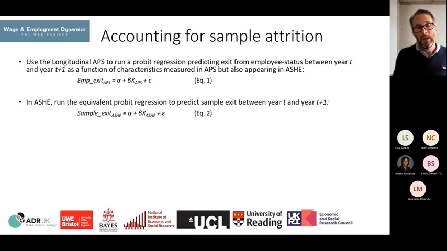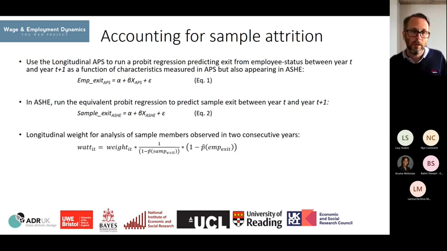So there we can see in the APS regression the extent to which men are perhaps more likely to exit employee status than women. And then we can see the same thing in ASHE, the extent to which men are perhaps more likely to exit the sample than women. And we can compare those two probabilities to adjust for any attrition bias. So the attrition weight, W@, is effectively the standard ASHE cross-section weight, cal weight, multiplied by 2 terms.